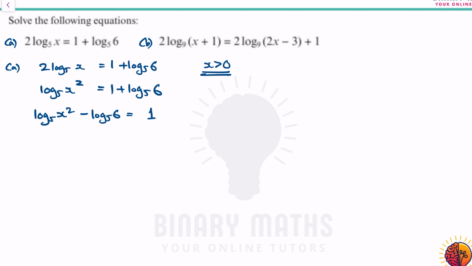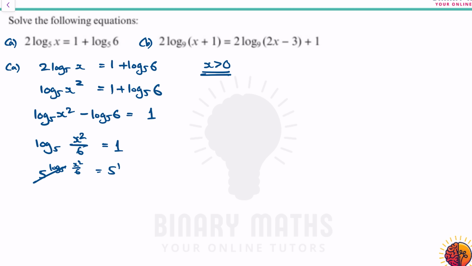Okay, because it's subtracting, I can combine them together and the base is the same. I get x squared over 6 is equal to 1. Got log base 5, so I can apply 5 to the power of to both sides. So I get 5 to the power of log base 5 of x squared over 6 is equal to 5 to the power of 1.